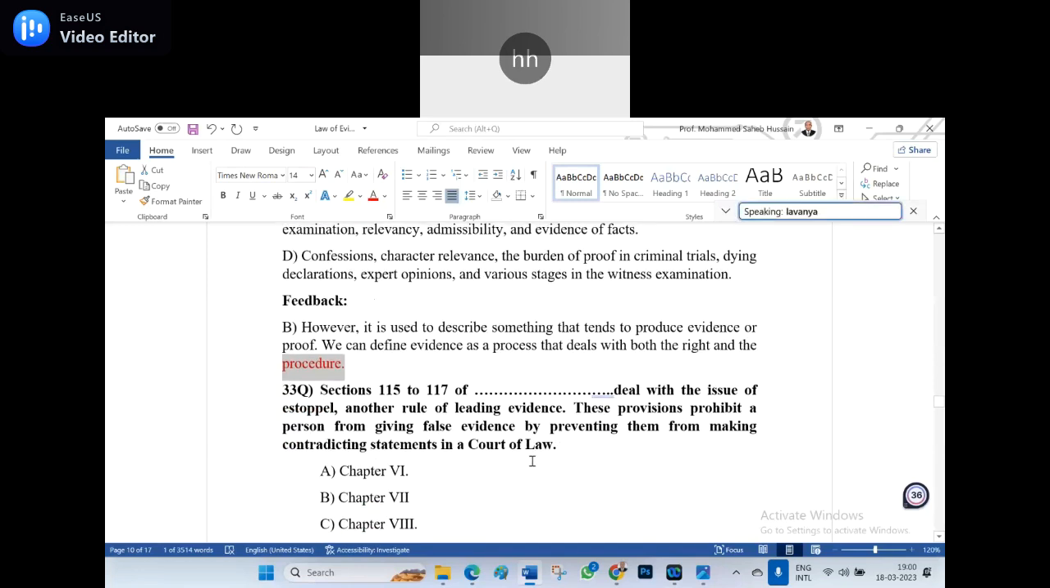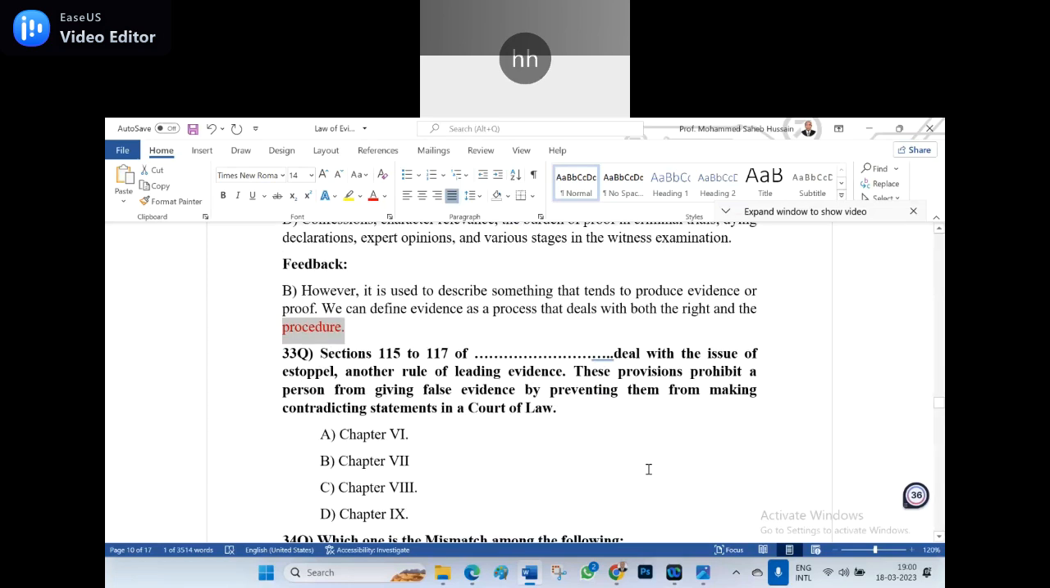33rd question. Sections 115 to 117 of the Act deal with the issues of estoppel, another rule of leading evidence. These provisions prohibit a person from giving false evidence by preventing them from making contradictory statements in a court of law. Which chapter does it deal with?